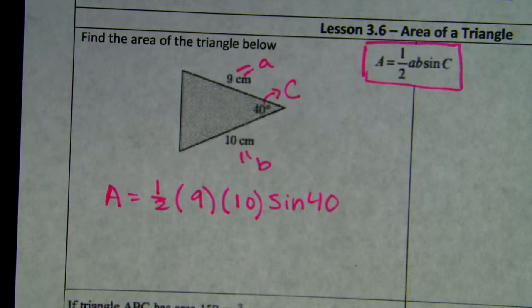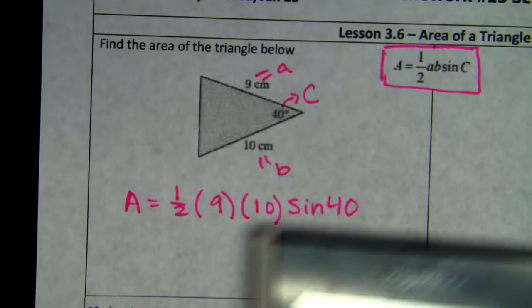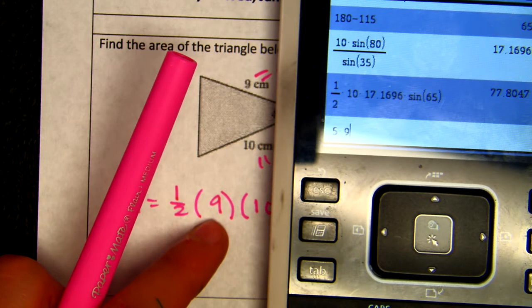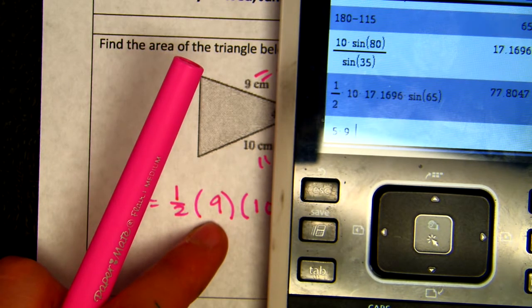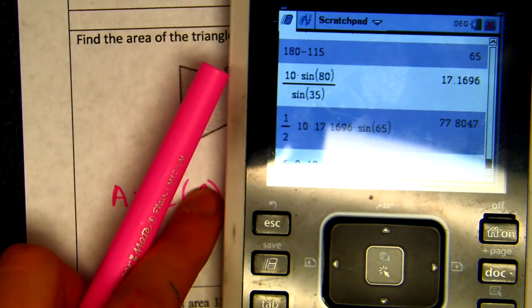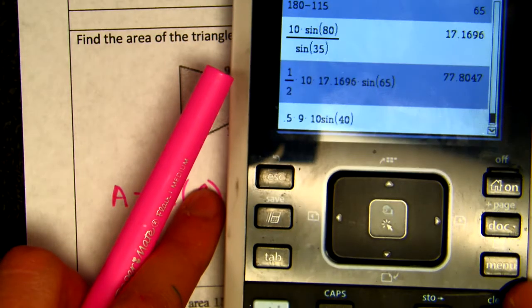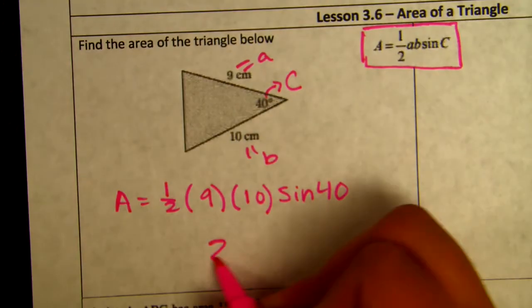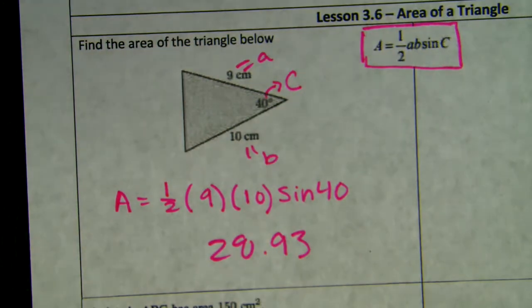We have 1/2 times, let's see, can we see that? Good. I'm going to do 0.5 because I like decimals better in the calculator, times 9 times 10 times sine, I forgot the angle, 40. And that gives me 28.93, which seems reasonable to me.